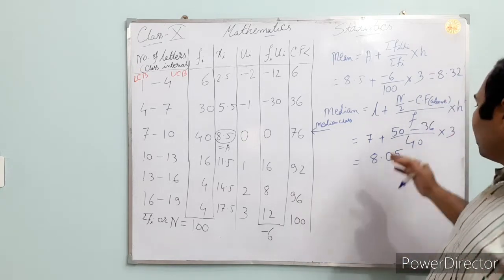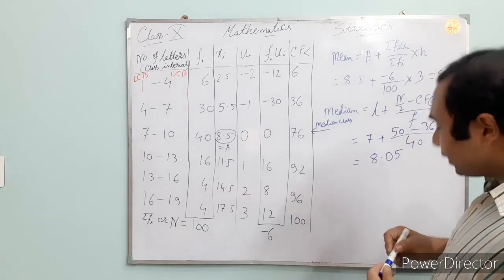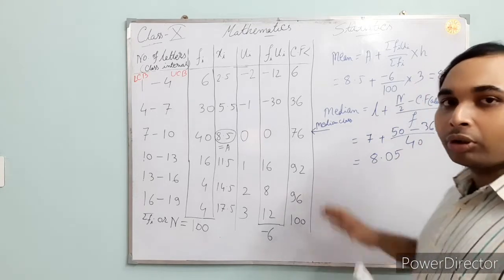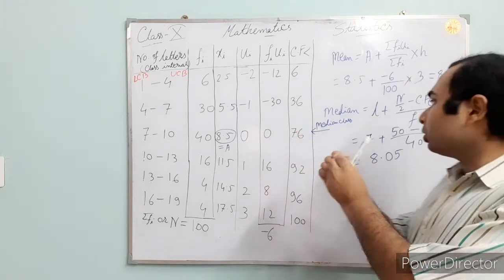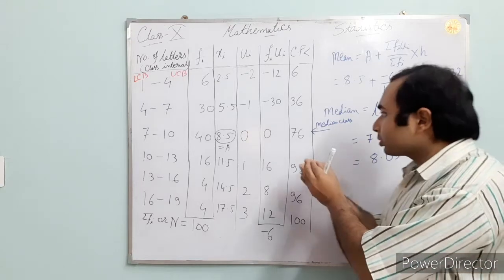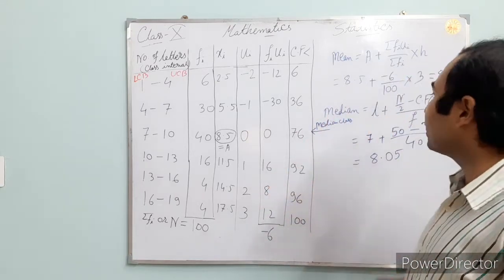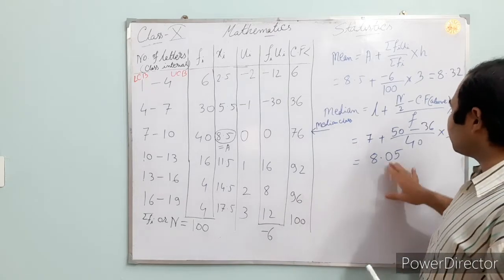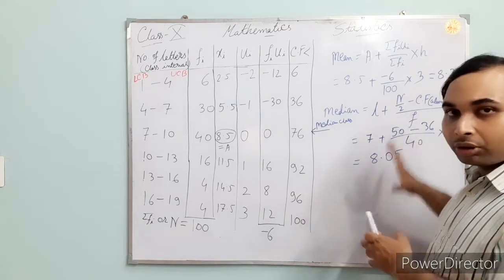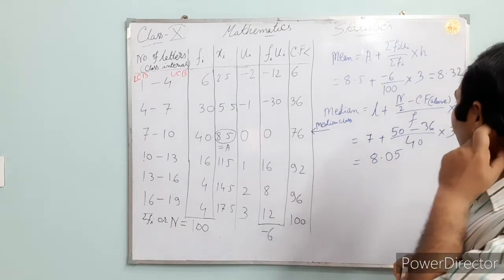8.05. One thing you have to keep in mind, that the mean, median and mode will come much closer. The values will come nearest to each other. Okay, so here 0.05, here 0.32. So those are much more closer.